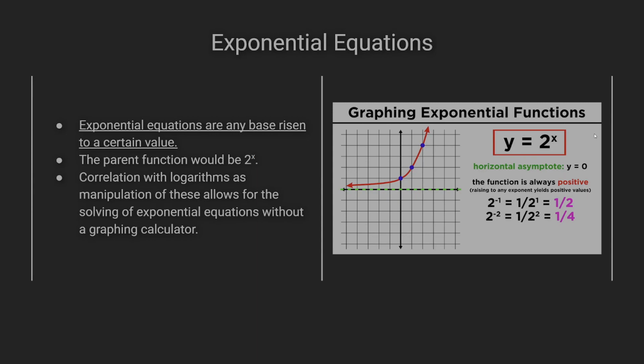And the functions are always positive because any number times itself can never turn out negative: a negative number times itself will give you a positive result, and two positive numbers will still give you a positive result. The horizontal asymptote is 0 since they can never go into negative values for y, at least.